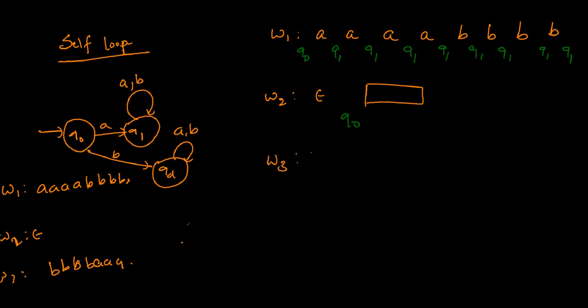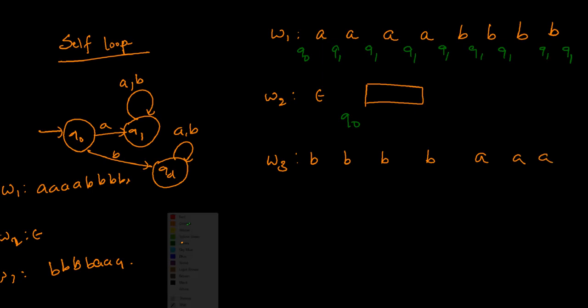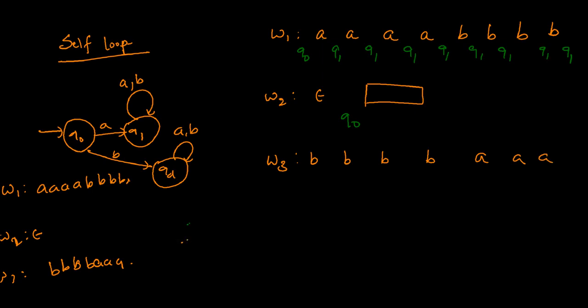What about W3? W3, it is B, A. So you are initially at Q0. Q0 on seeing B will go to QD.